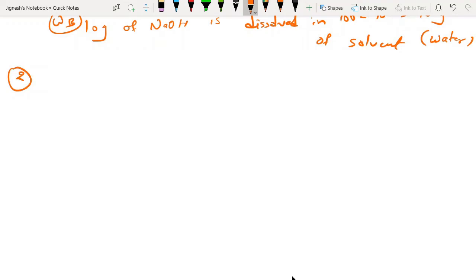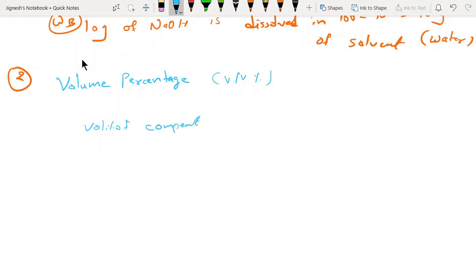What we are going to talk about now is the second one. We call it volume percentage. The second one is very interesting. The volume percentage is written as V by V percent. Exactly the same kind of thing applies. The volume percent of any component is equal to what?